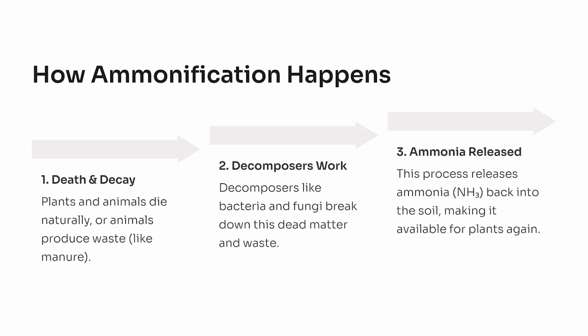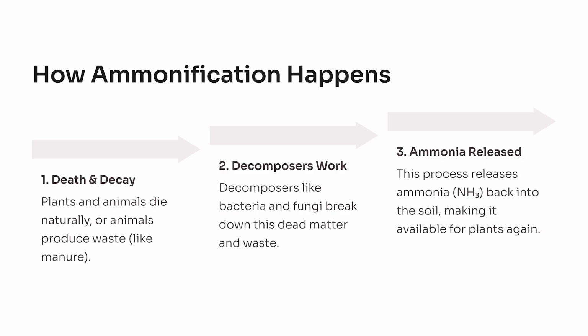Let's take a closer look at how ammonification happens. This process takes place in 3 main steps. Step 1. Death and decay. Plants and animals eventually die, or animals produce waste such as manure. These materials contain nitrogen locked inside them.